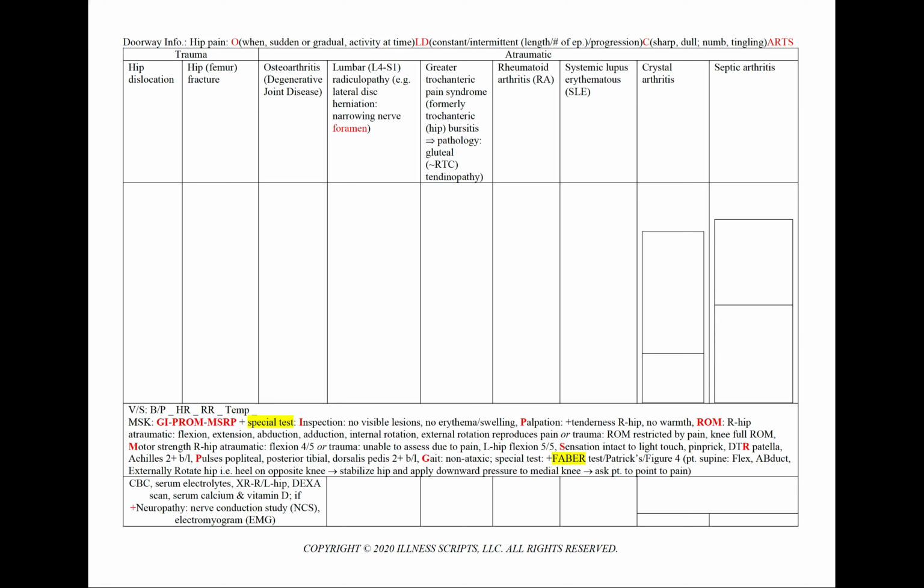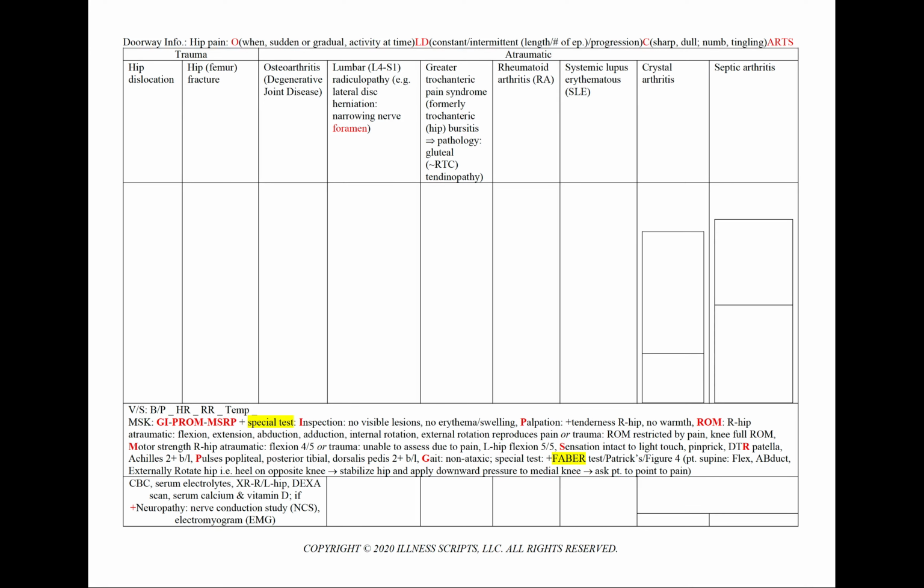For the duration, we want to know if your pain has been constant since it started or if it's more intermittent. If that's the case, we like to note the frequency. That is, how long does an episode of your pain last for and how many episodes have you been having per day or per week? Next, we'll note the progression. Does your pain appear to be occurring more frequently or more severely? Or if there has been no progression, we'll also state that in our patient note to show we've asked.